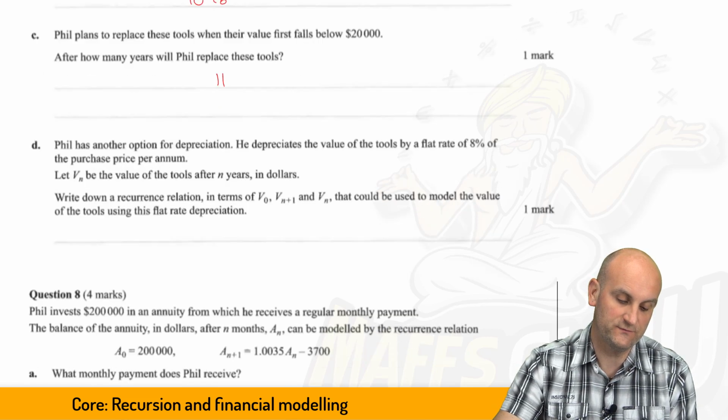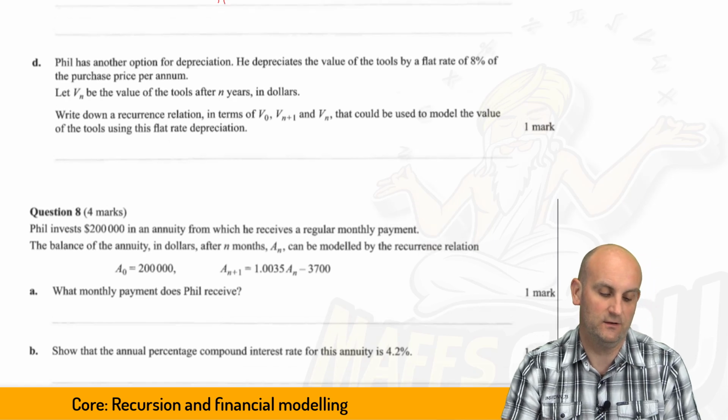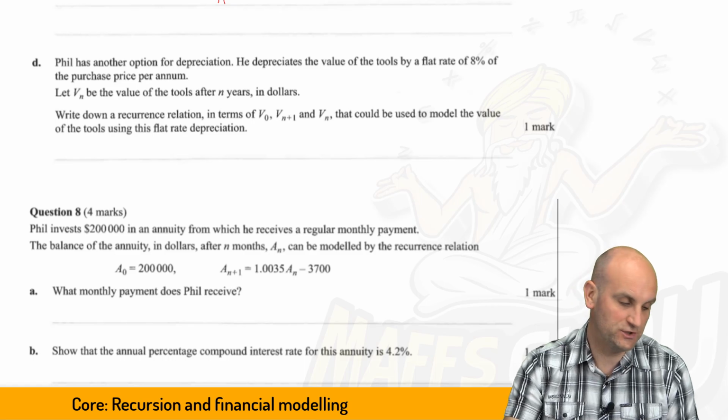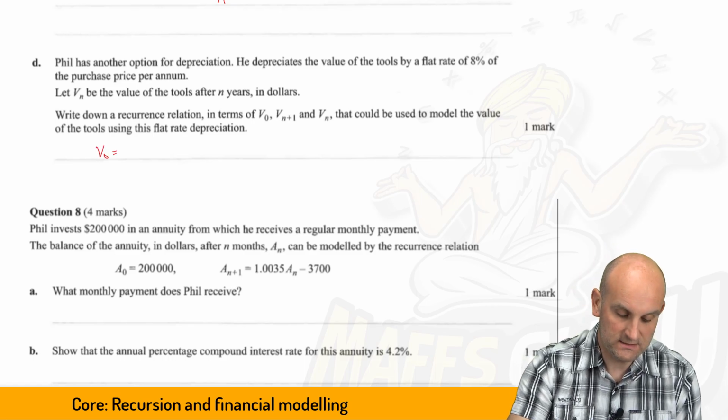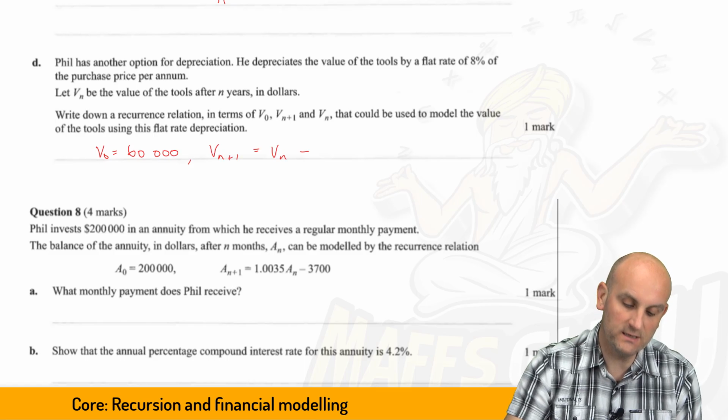Phil has another option for depreciation. He depreciates the value of the tools by a flat rate of 8% of the purchase price per annum. Okay, that works for me. So now we've got to write a recurrence relation. Well, I know that V0 stays at 60,000. I know that V of n plus 1 is equal to V of n minus, and what we need to do is work out 8% of our original price.